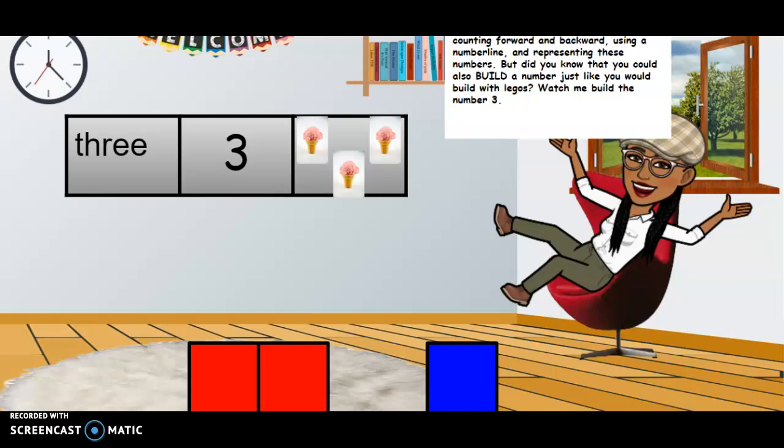Okay, watch me build the number 3 with these blocks. So right now, as you can see, we have 2 red blocks and we have 1 blue block. But like I said, I'm going to build the number 3. So something that I can do is I can have my 2 red blocks and my 1 blue block come together to make the number 3. Watch me do it.